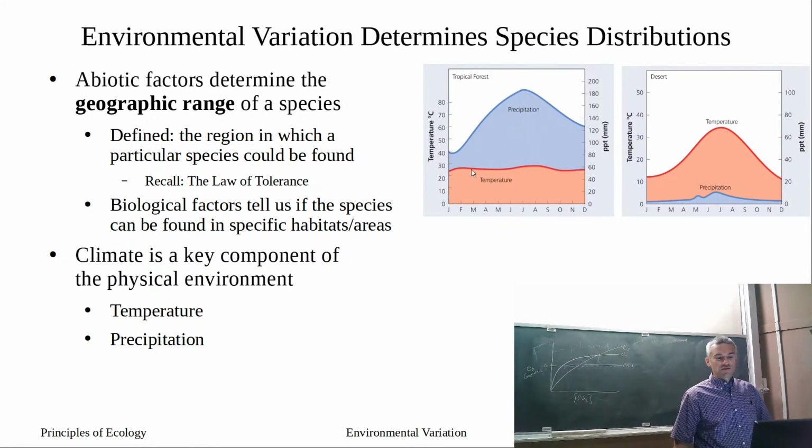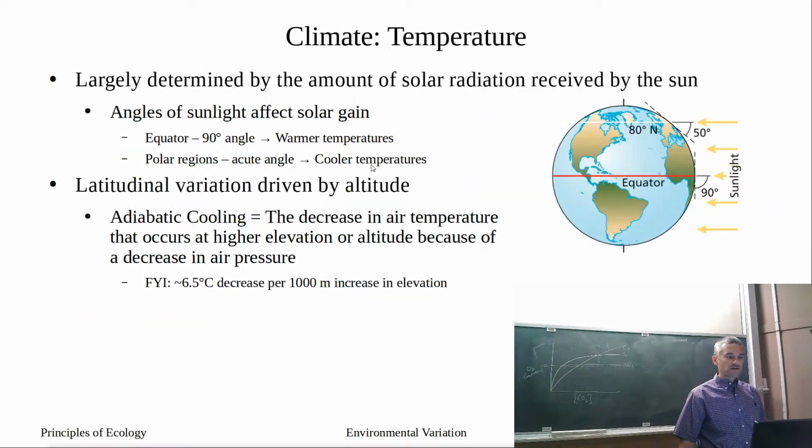So the tropical forest sees relatively stable temperatures, but they also see variation in rain. They get a lot of precipitation, more during the wet season, less during the dry season, unlike the desert where we get virtually no rain. So these are two different environmental conditions, two different abiotic conditions, and only those organisms with their tolerance range suitable for a tropical forest or a desert could potentially be found there.